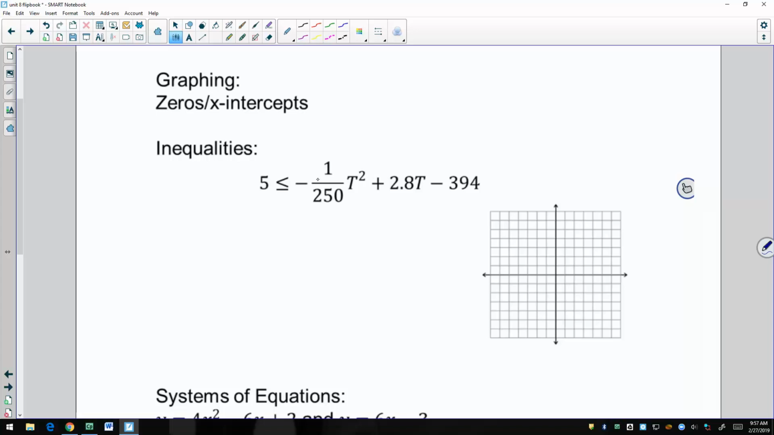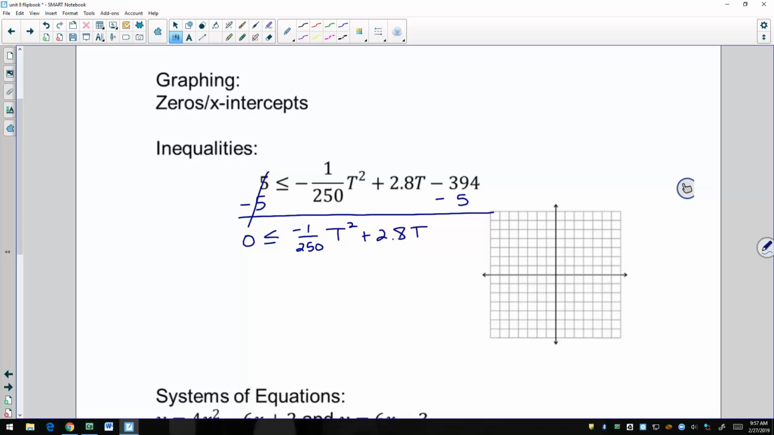Well, in order to solve with a quadratic, the first thing you always need to do is get it equal to 0. So I'm going to subtract the 5 over to the other side, and I'm going to subtract it with the common term of negative 394. So I get 0 is less than or equal to negative 1 over 250 t squared. If you don't like t, you can call it x if you want.